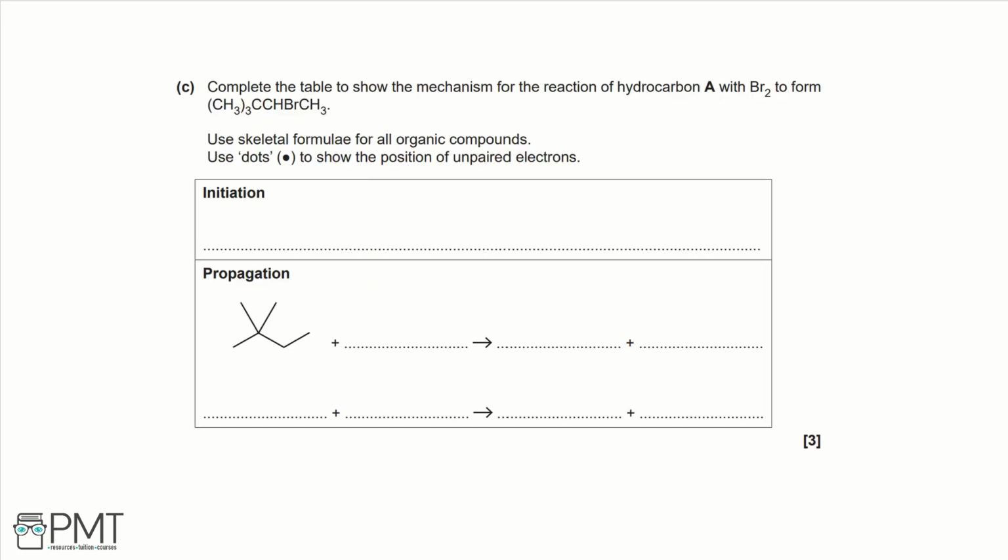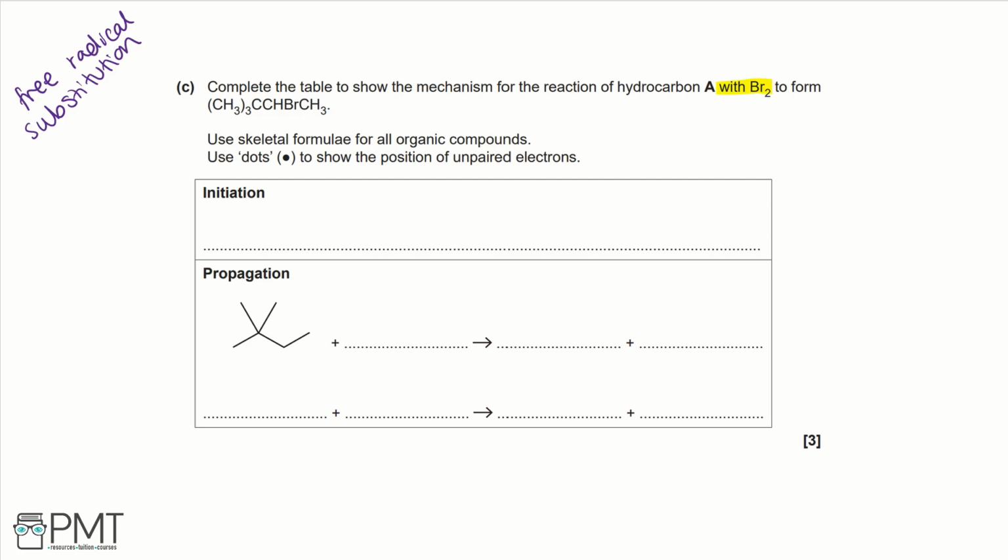C. Complete the table to show the mechanism for the reaction of hydrocarbon A with Br2 to form CH3 brackets 3C CHBr CH3. Use skeletal formulae for all organic compounds. Use dots to show the position of unpaired electrons. So this question is using a mechanism called free radical substitution. So a common example of free radical substitution would be using chlorine. In this case, we're using bromine, but you might have seen this done with chlorine in class.